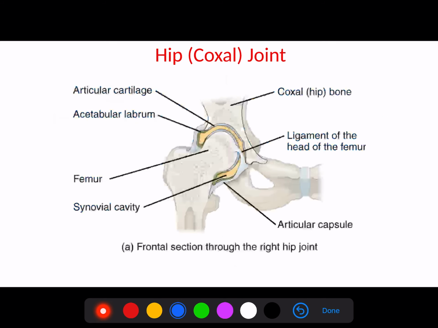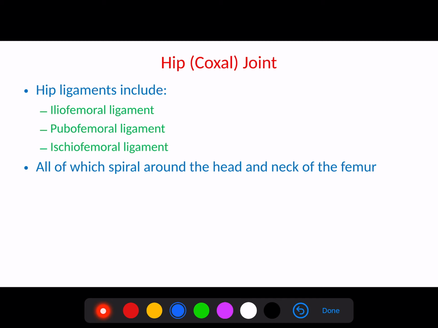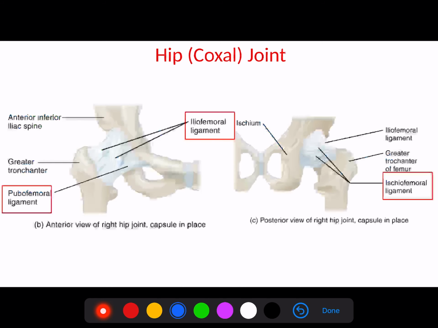In this joint, we have three ligaments that you need to be aware of: the iliofemoral, pubofemoral, and ischiofemoral ligaments. The ilium, the pubis, and the ischium are all regions of the hip bone. So, for example, this is the ischium, the lower part of the hip bone. From this part we have the ischiofemoral ligament. It's coming from the ischium toward the femur. So this is the name.